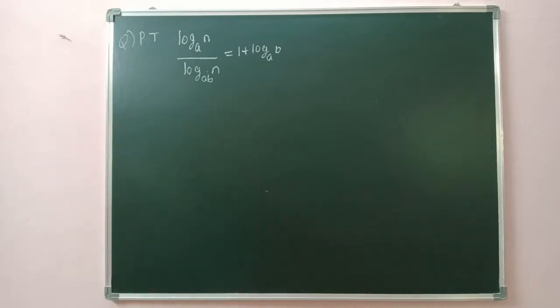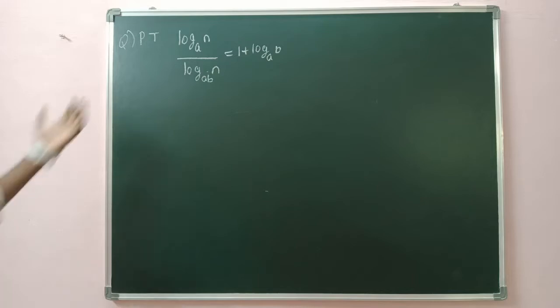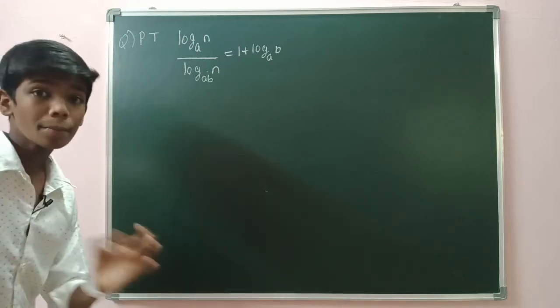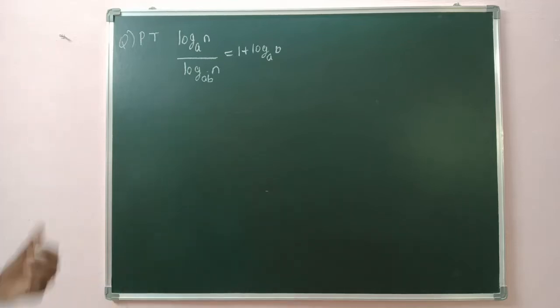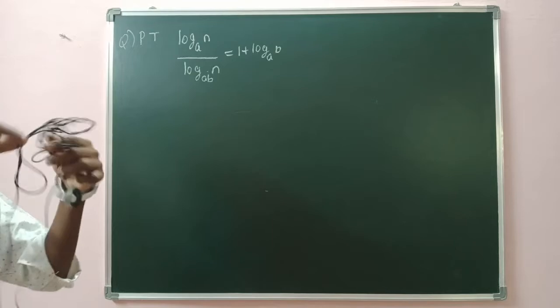Our next question is, prove that log of n to the base a divided by log of n to the base ab is equal to 1 plus log of b to the base a. So this is what we are supposed to prove, and this question looks quite easy because I'm just having the division, and this itself implies that this is going to be an easy method of solving this particular question.